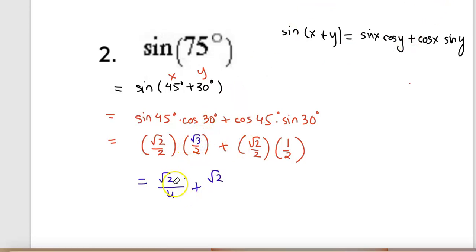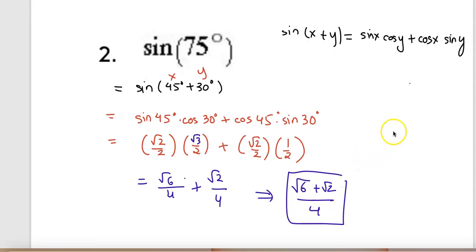So, and this part, what will be happening when we multiply these two, radical 2 times radical 3, it will give me radical 6, and over here that's the 4 over here. So my final answer over here will be radical 6 plus radical 2, and this is my 4. So this is my exact value of sine 75 degrees.